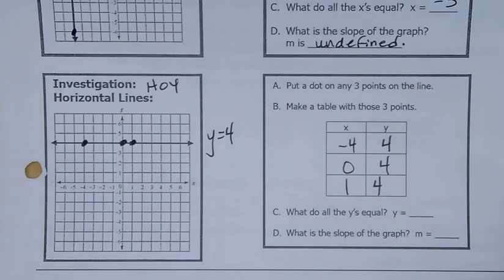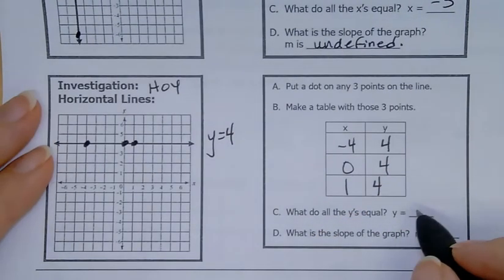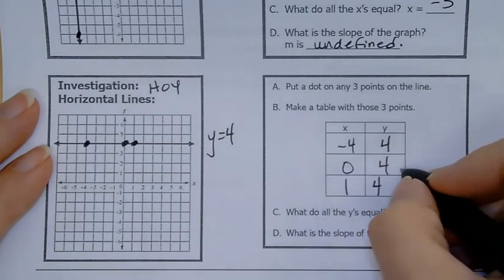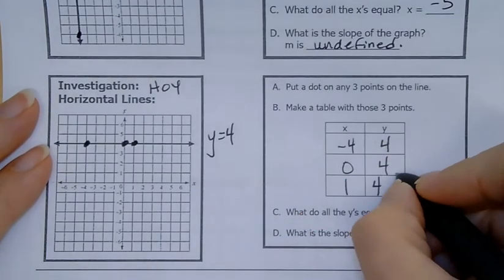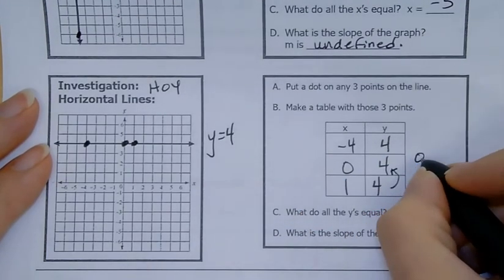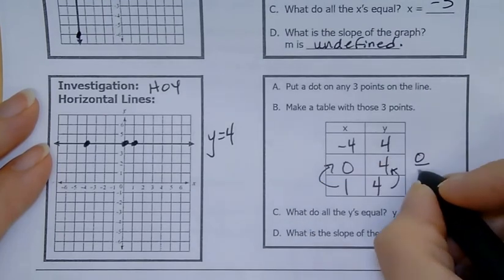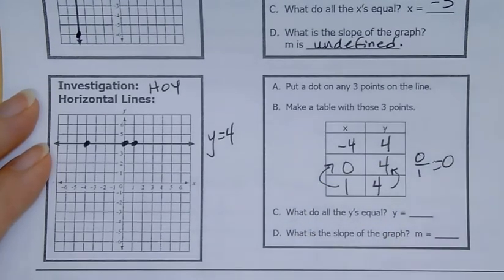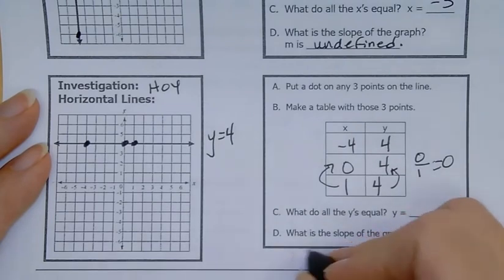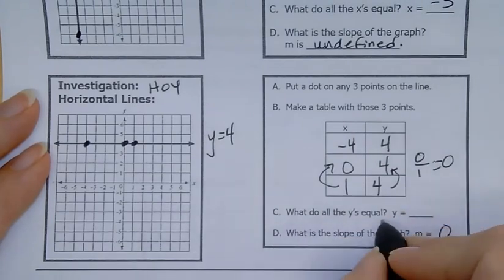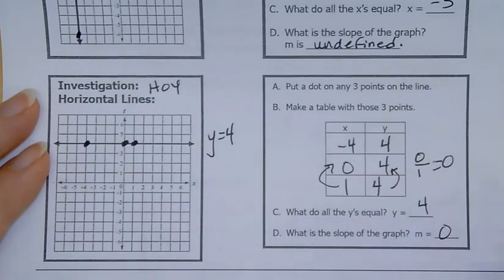Okay, if I want to find the slope here, I'm going to choose any 2 points. So I'm going to say 4 minus 4 is 0 in my numerator. 1 minus 0 is 1. That I can do on a calculator. My slope is 0. Okay, all of the y's equal 4.